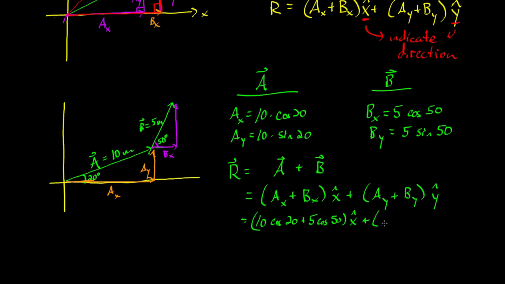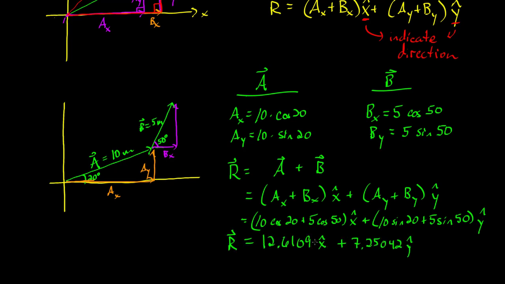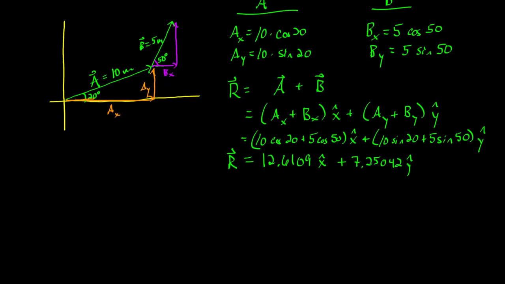And likewise in the y, 10 sine 20 plus 5 sine 50 in the y direction. I'm going to pause and calculate it. So when you calculate that, what you get is about 12.5 in the x direction and then 7 up. So it's going to go 12 this way and then 7 up, and that would be my resultant vector. This from the origin all the way to the head of B. But that doesn't tell us enough information about it.